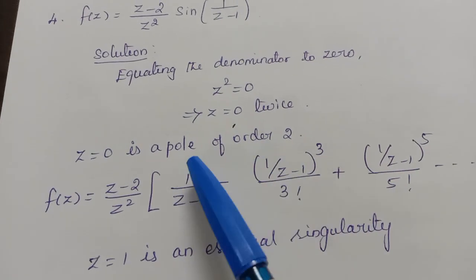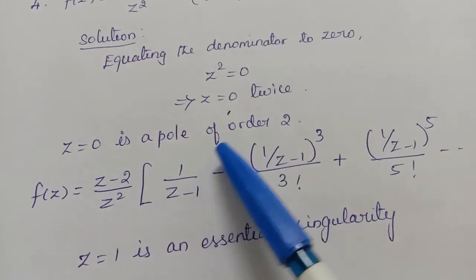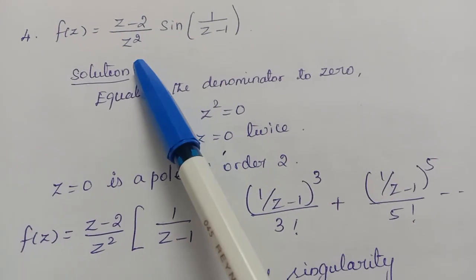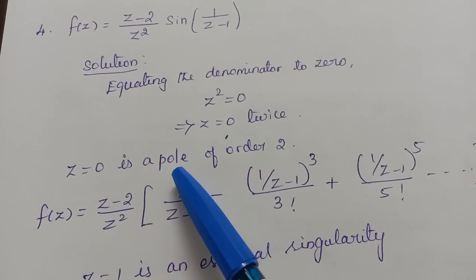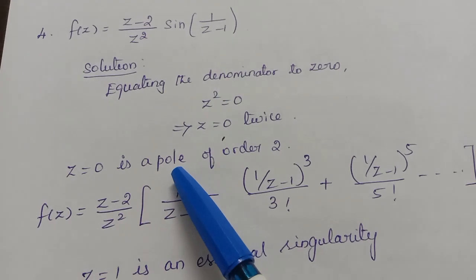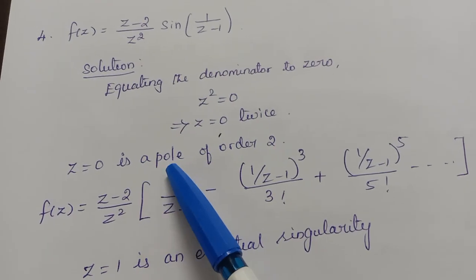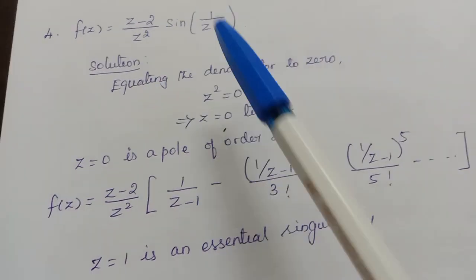Here I didn't write that it is an isolated singularity, and after that I didn't verify that it is a pole. See, whenever you have polynomials, you will definitely get an isolated singularity only. Only in very rare cases will you get a non-isolated singularity. So here itself I am writing z equal to 0 is a pole and it is of order 2, because no other terms are here.